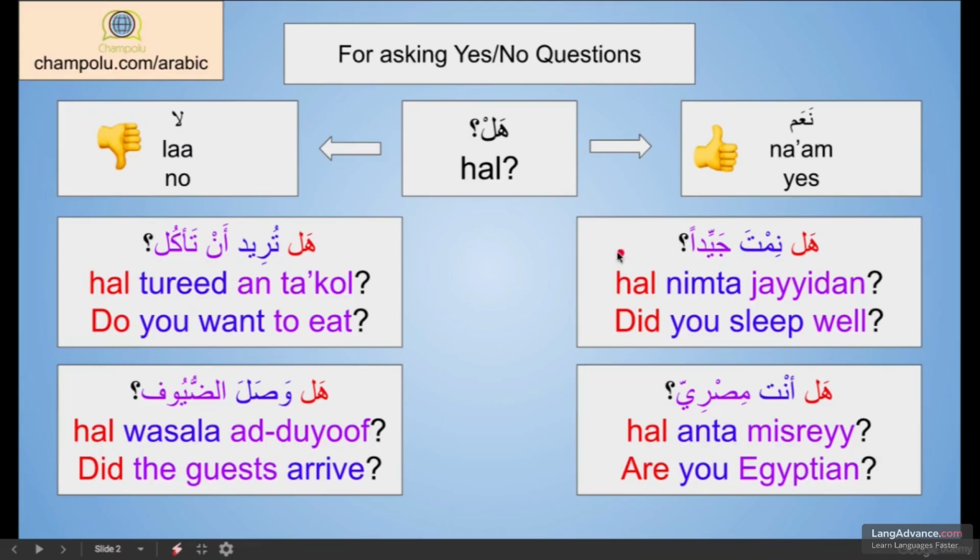نعم or لا. And then you have something like هل تريد أن تأكل, do you want to eat? And you have a question like هل أنت مصري, are you Egyptian? And you can have a question like هل وصل الضيوف, did the guests arrive?